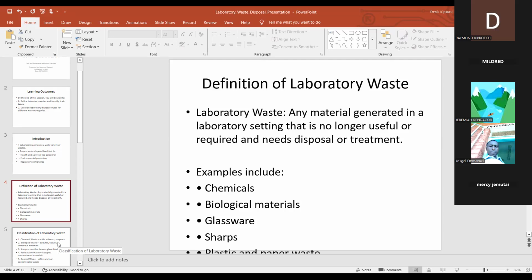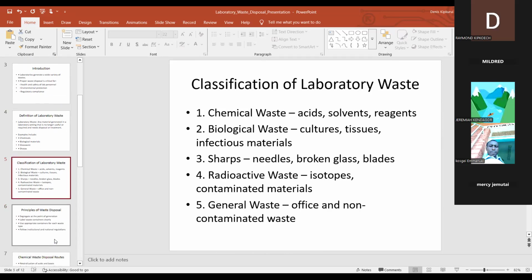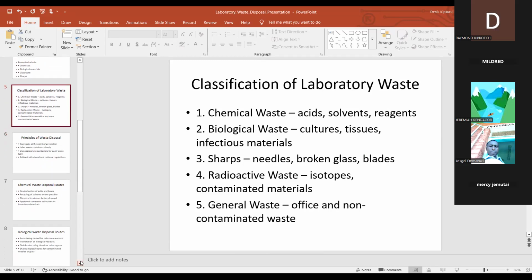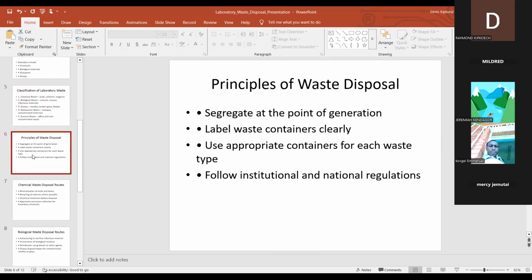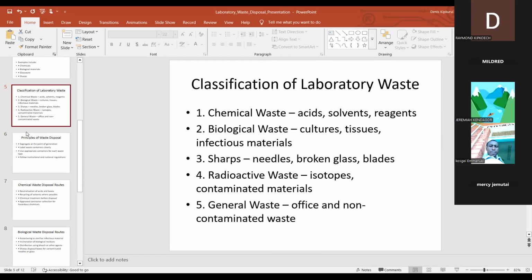Of course, we have the chemical waste, the biological waste, the sharps, like the used needles, the scalpels, the broken glasses, the blades. We also have the radioactive waste, like the isotopes and the contaminated materials, and then we have the general waste, which includes the papers and the wrappers. Yes, those are the laboratory wastes that we have in the laboratory.